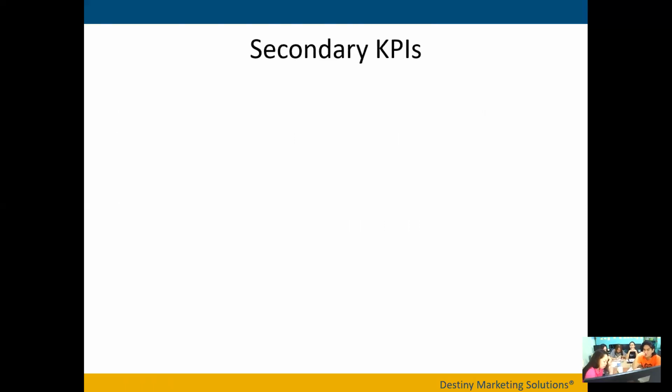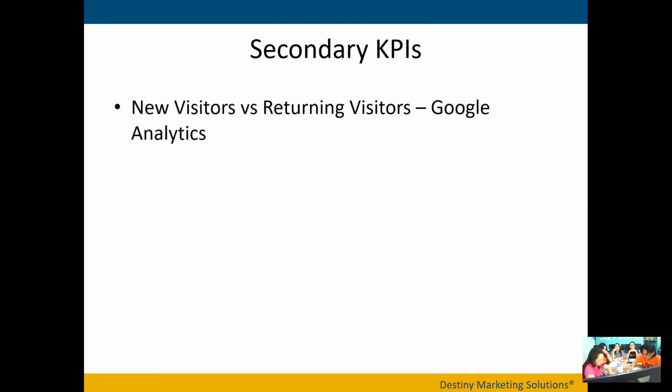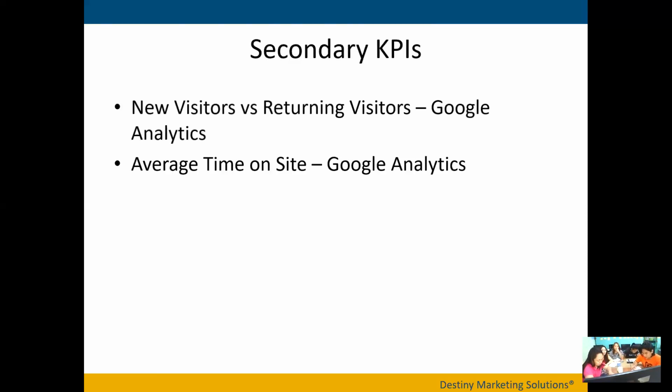Now, some secondary key performance indicators. So these are some other things that I would monitor, but I would definitely prioritize those indicators we just went over in the previous slide. New visitors versus returning visitors in Google Analytics. So pretty much, what is the breakdown of brand new visitors to your website versus people who have already visited the site and who returned? And we can use Google Analytics for that, which we'll go over.